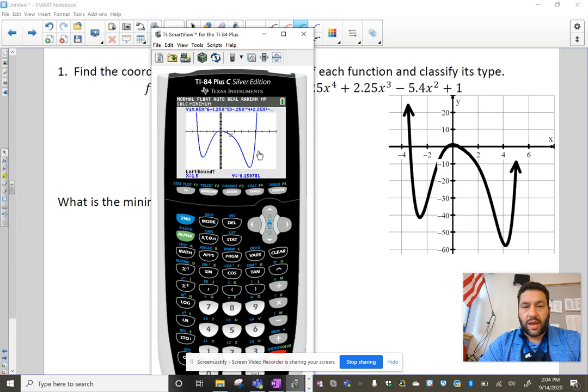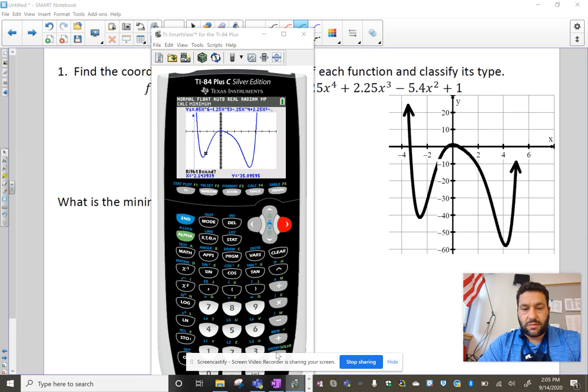Okay, and you see this little blinker? We want to get really close to what we consider to be the min. And we're scrolling over. You see how it says left bound? Make sure your cursor is to the left of that relative min. Anywhere to the left. You hit enter. Then you want to move to the right. And we hit enter again.